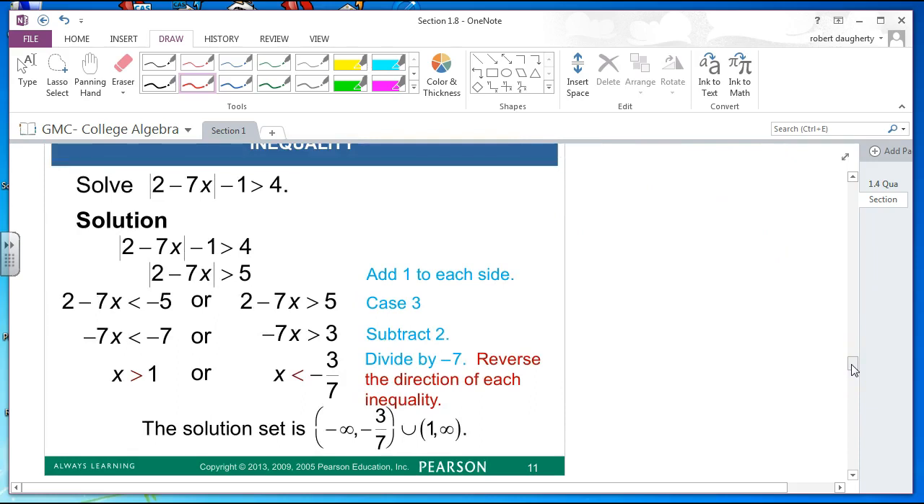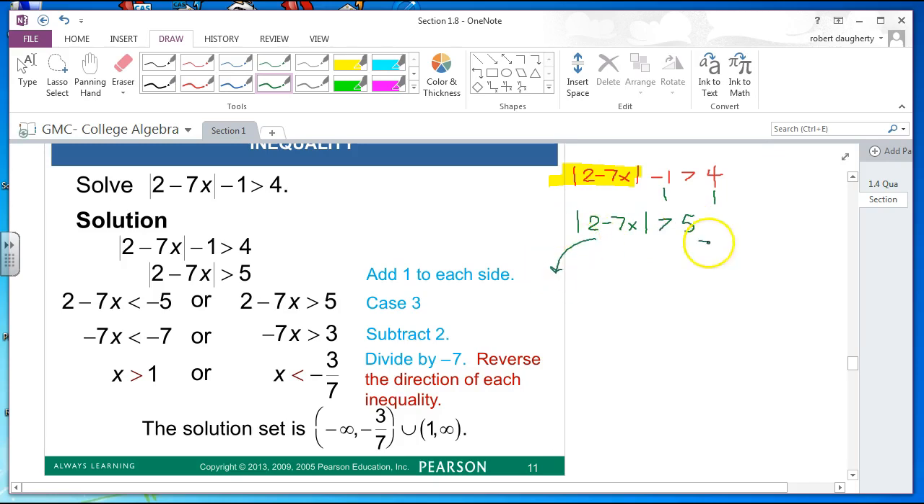So again, absolute value thrown into an inequality. So |2 - 7x| - 1 > 4. What I really want is I need this to be all by itself before I can do anything. What's keeping it from being by itself right now? That 1. Add 1 to both sides. So |2 - 7x| is greater than 5.